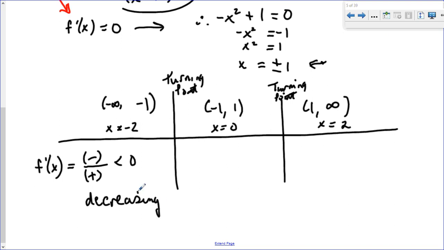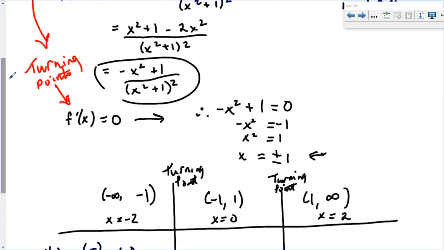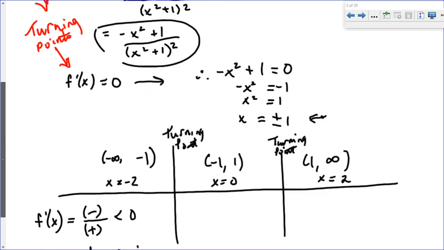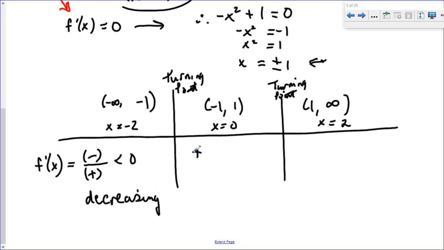Okay, let's go over to 0. Let's put 0 into the function up here. 0 squared is still 0, so 0 plus 1 is positive, over another positive. So a positive over a positive, the derivative function is going to be positive, and that means it's increasing. If the derivative of the function is greater than 0, it's increasing.